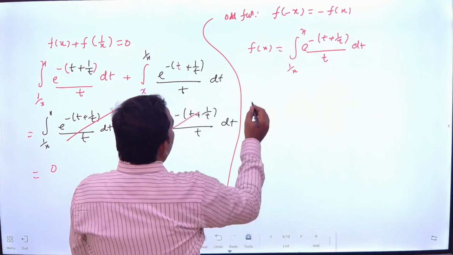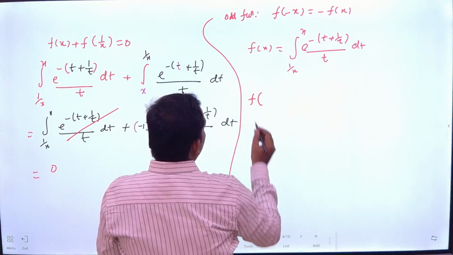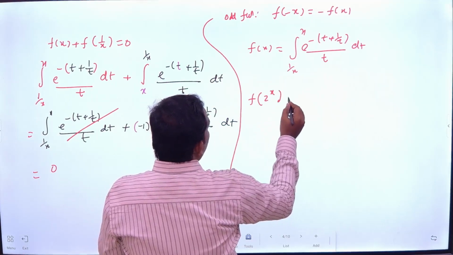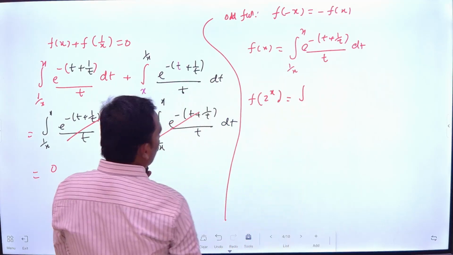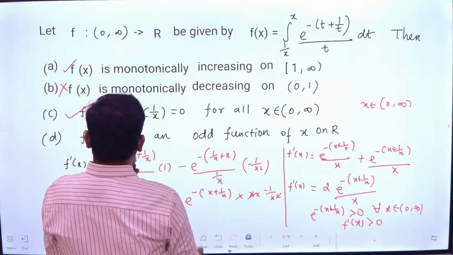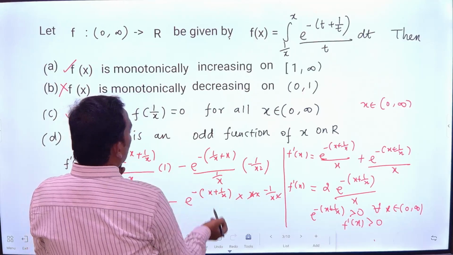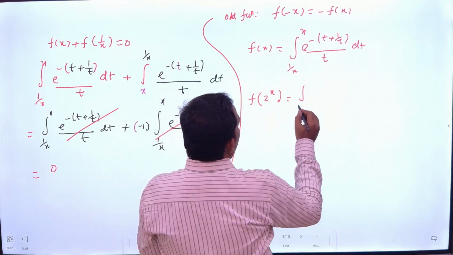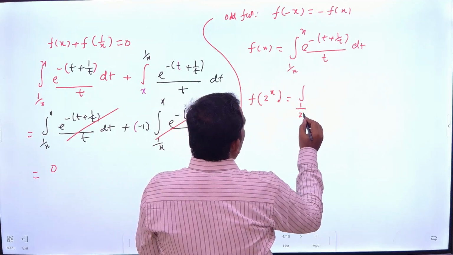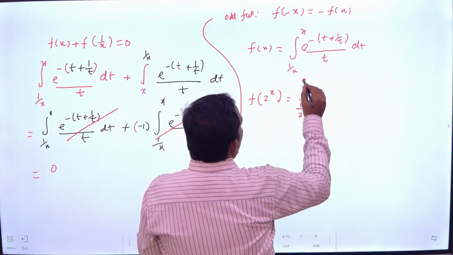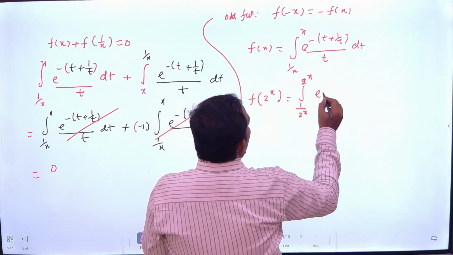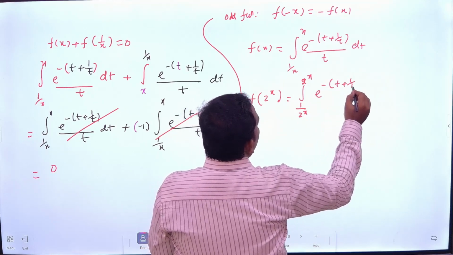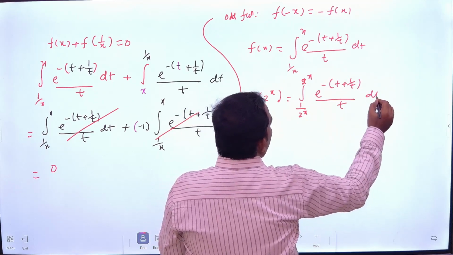Let's check the f of 2 power x. So this is actually 2 power x, you can see. Wherever x is there, we have to check whether f of 2 power x is an odd function, right? Just replace x by 2 power x, what will we get? So 1 by 2 power x, 2 power x, e power minus t plus 1 by t into dt, right?